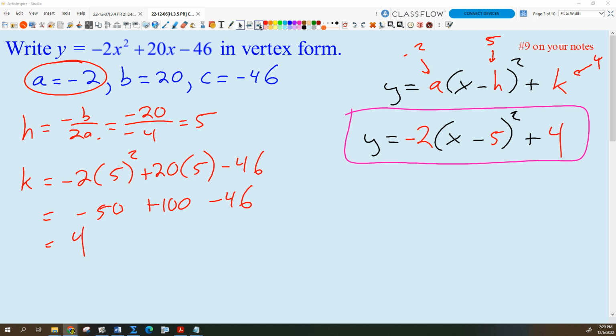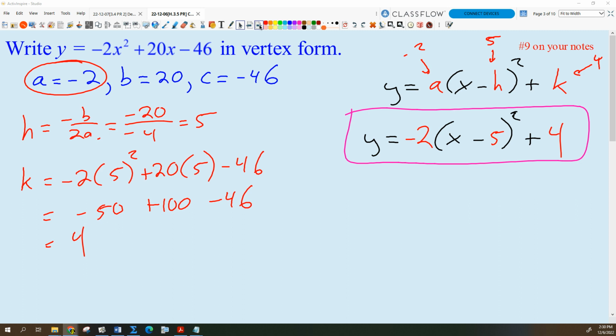K is equal to f of h. So we're just going to plug that 5 into the original function. I'm going to get -2 times 5 squared plus 20 times 5 minus 46. And if I simplify all that, I get 4. So then I know that h is 5, k is 4, a is -2. Just plug those numbers into vertex form for a quadratic function, and we're done.